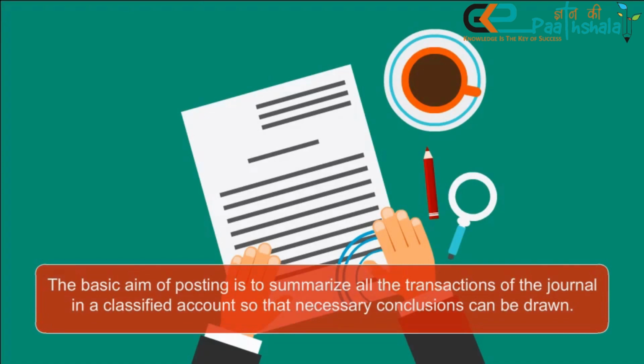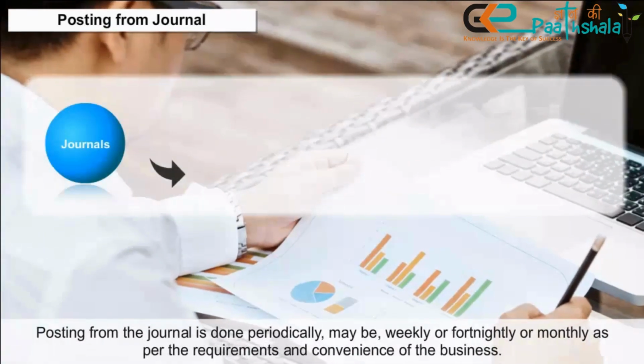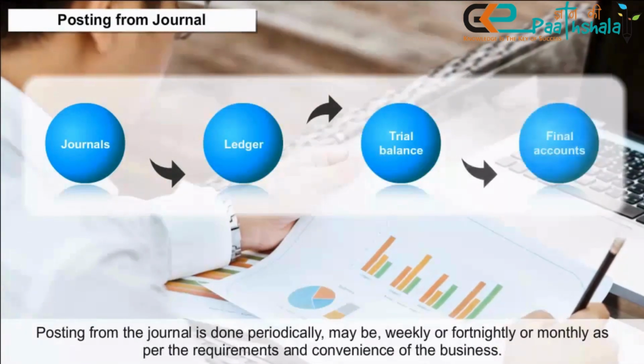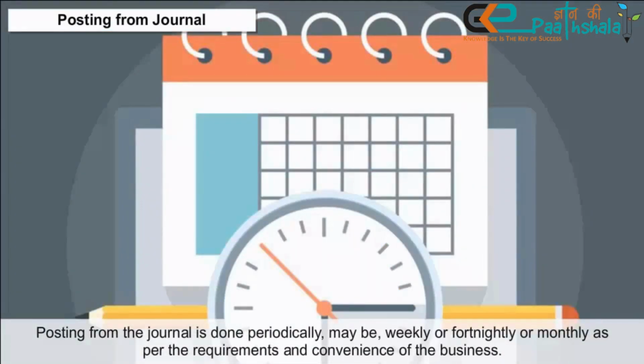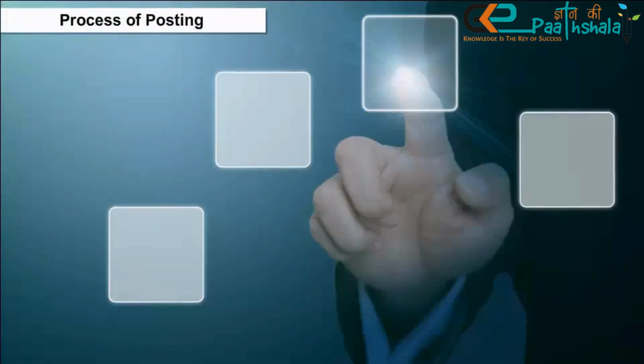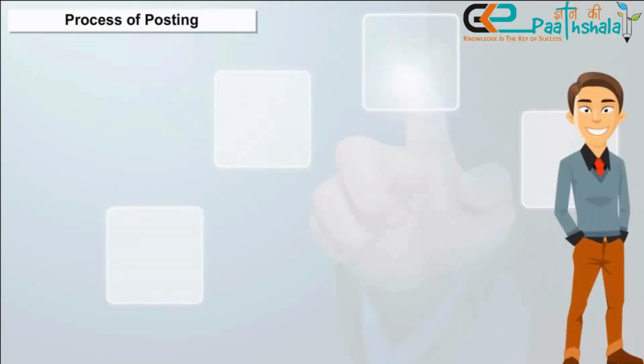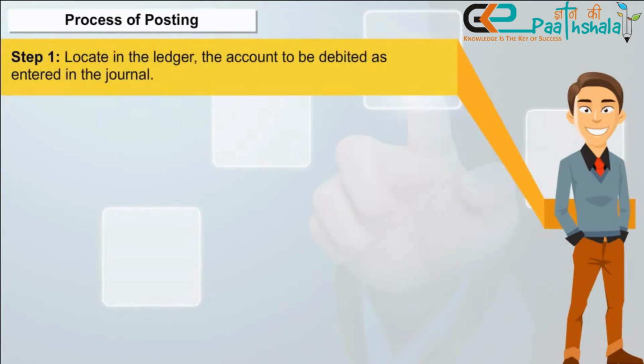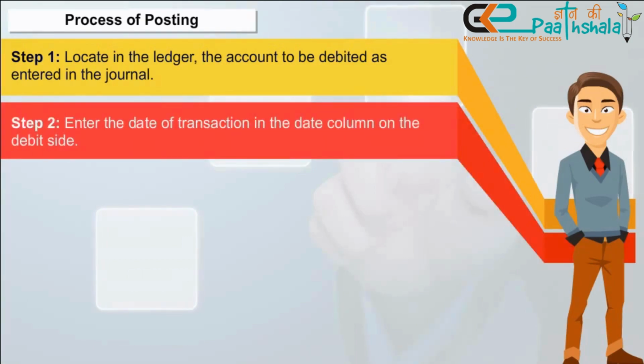Posting from journal. Posting from the journal is done periodically, maybe weekly or fortnightly or monthly, as per the requirements and convenience of the business. Process of posting. The complete process of posting includes Step 1. Locate in the ledger the account to be debited as entered in the journal. Step 2. Enter the date of transaction in the date column of the debit side.